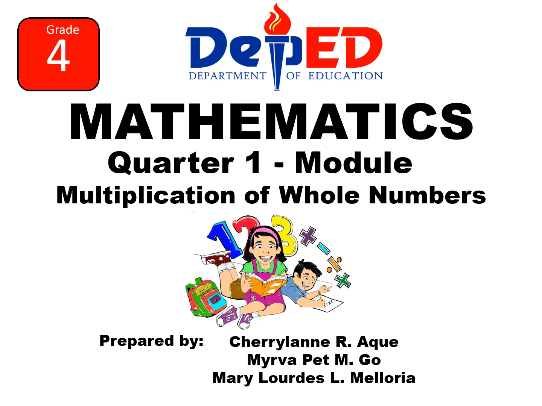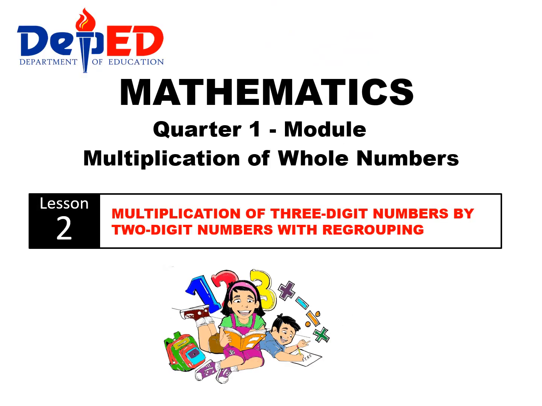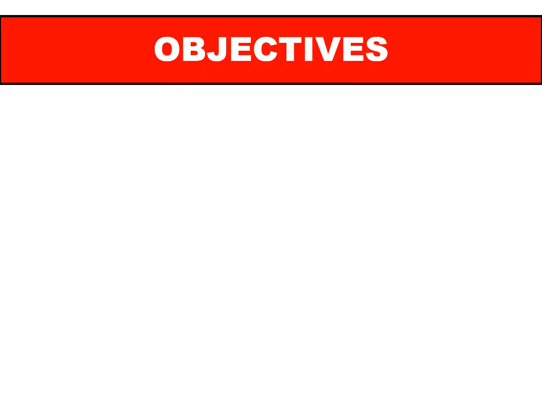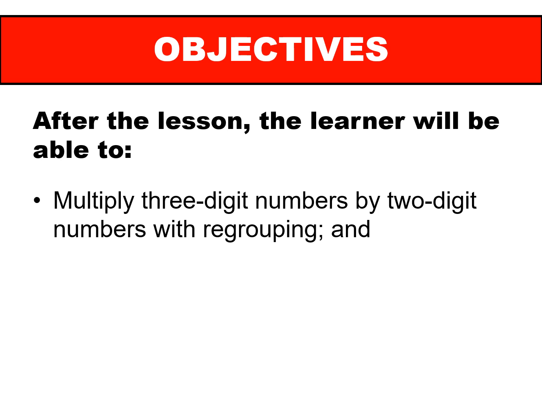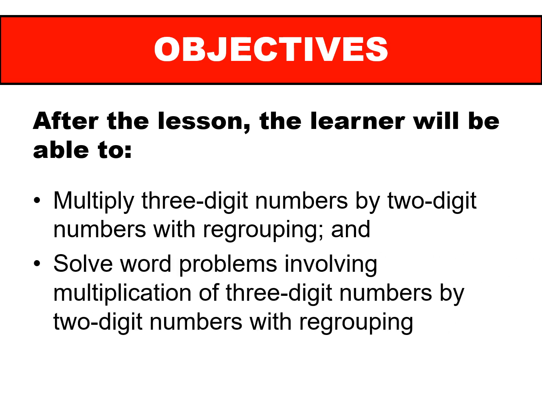Today, we are going to study multiplication of whole numbers. Lesson 2. Multiplication of 3-digit numbers by 2-digit numbers with regrouping. Objectives. After the lesson, the learner will be able to multiply 3-digit numbers by 2-digit numbers with regrouping and solve problems involving multiplication of 3-digit numbers by 2-digit numbers with regrouping.